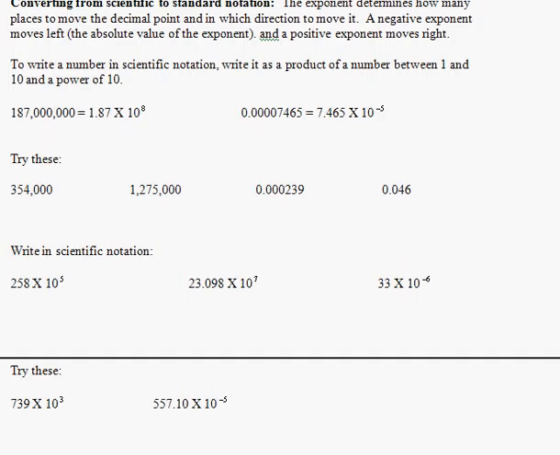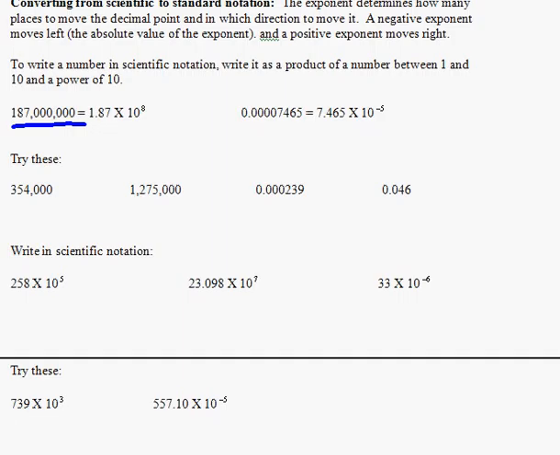Now we're going to be converting from standard notation to scientific notation. So taking a number in standard form and changing it to a number between 1 and 10 times some power of 10. So if I have 187 million and I want to change that to scientific notation, remember the rule is place your decimal point behind the first non-zero digit starting from the left. So that makes it 1.87.